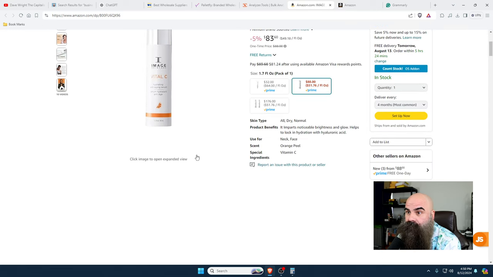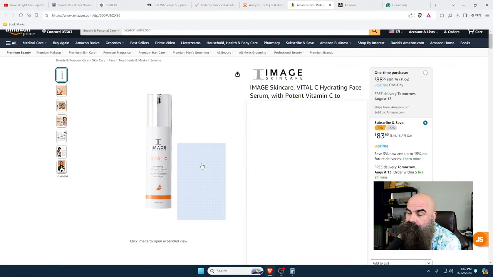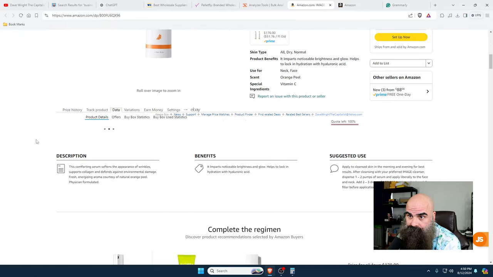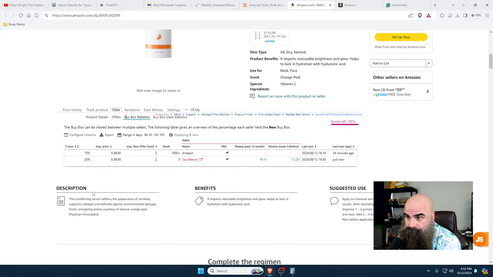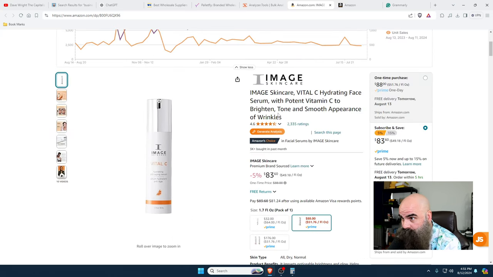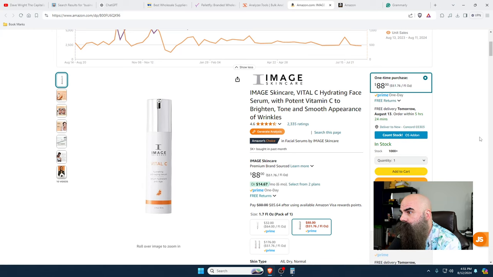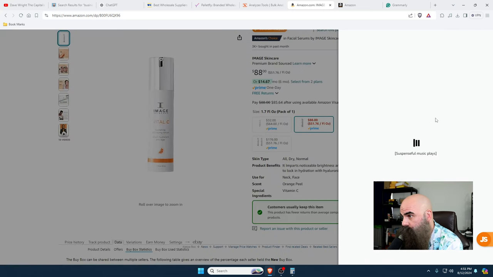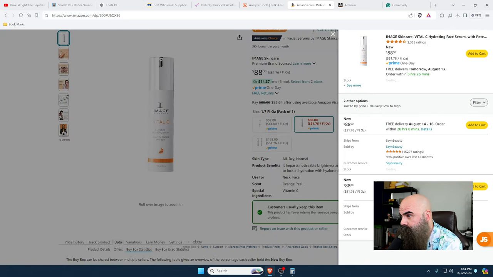Okay, so I can already tell this is one of those high-end products. Amazon was on the listing. So let's just see if Amazon shares the buy box. All right, so Amazon does actually share the buy box a little bit with the beauty company, about 3-1. Let's just make sure that they're not the person that sells it. So it's Amazon here. Make sure the owner of the listing's not on.